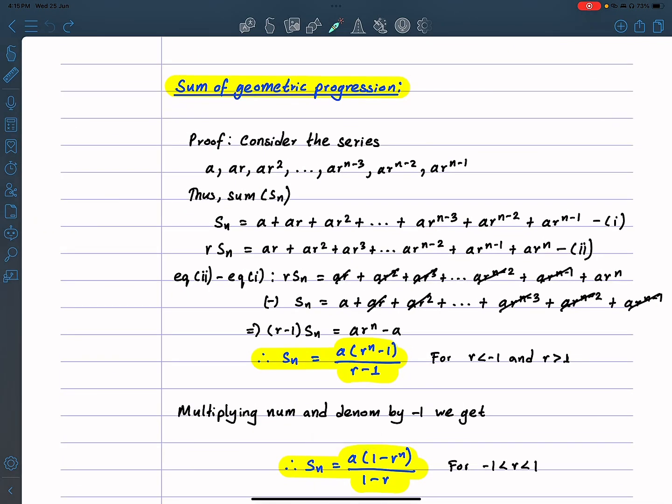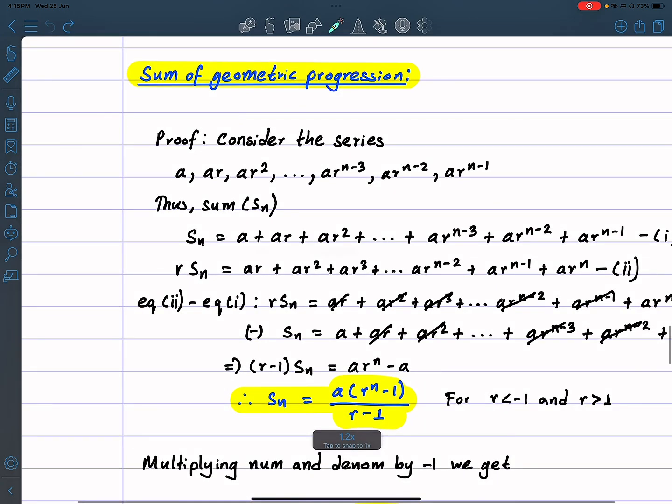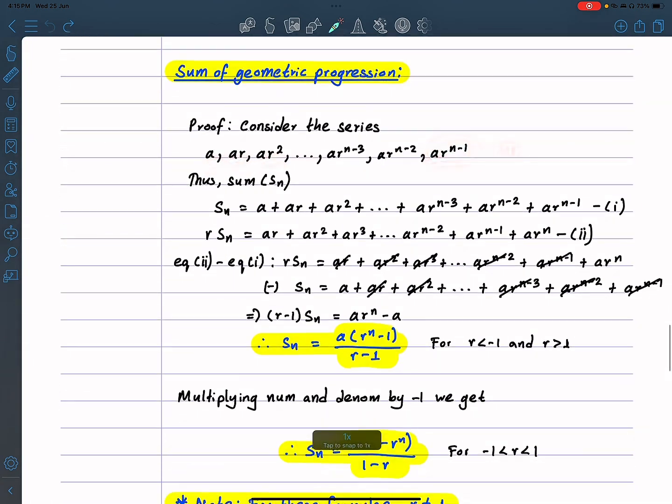Now let's take a look at the sum of a geometric progression. Like the arithmetic progression, we will consider a geometric series. So the geometric series is as follows: a, the next one is ar, the third one is ar squared, so on and so forth, up until ar to the n minus 1, because that's the general term, G of n.